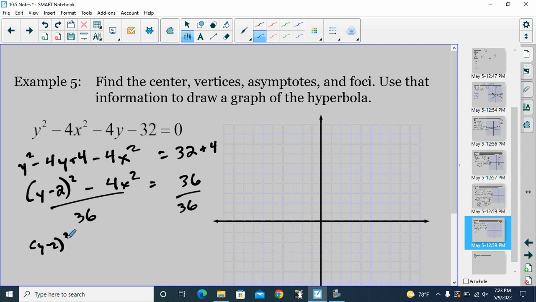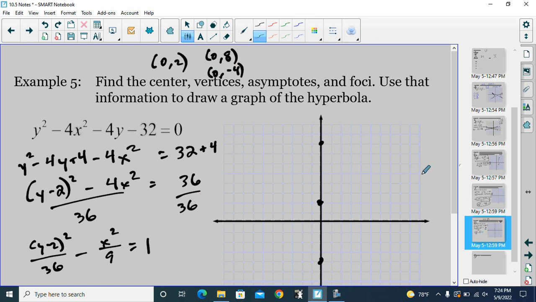Y minus 2 squared over 36. 4 over 36 reduces to 1 over 9. So the center is at 0, 2. There's my center. A is 6 under the y's, so I go up 6 and down 6. Those are my vertices. Those are at the points 0, 8 and 0, negative 4.